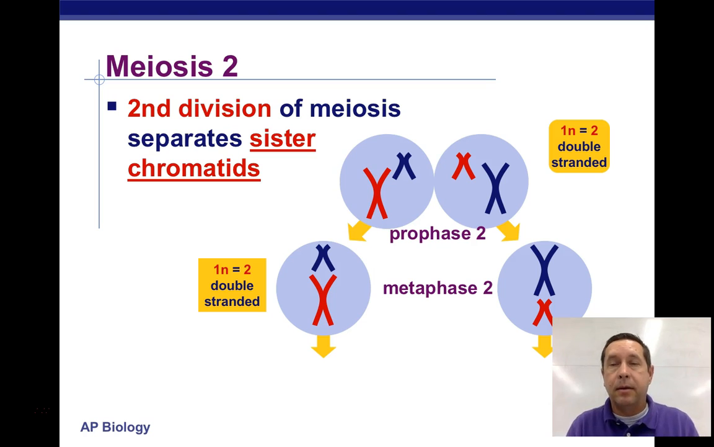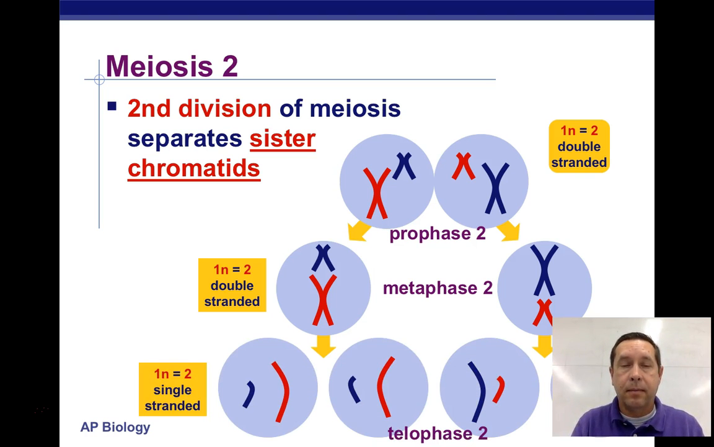We got one double-stranded chromosome at the end here. Then we have the end of meiosis, you end up with single-stranded, 1 copy each chromosome.